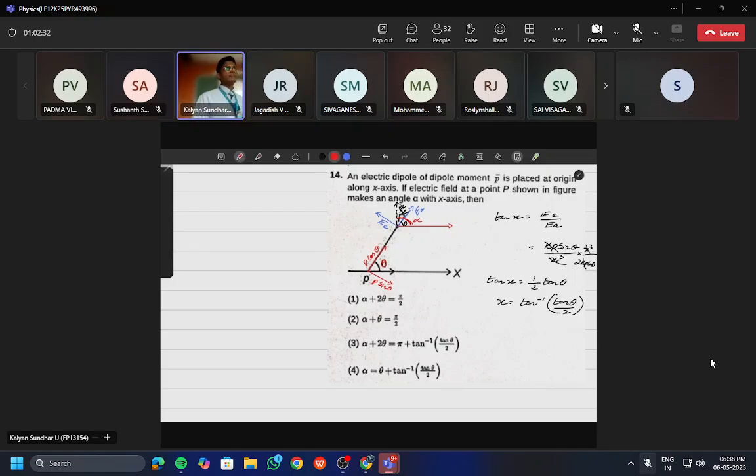Now they are asking the alpha value. Alpha is nothing but theta plus x value. So alpha will be equal to theta plus x value. Theta stays as it is. So plus the x value, which is tan inverse of tan theta by 2. Option 4 will be the right answer.